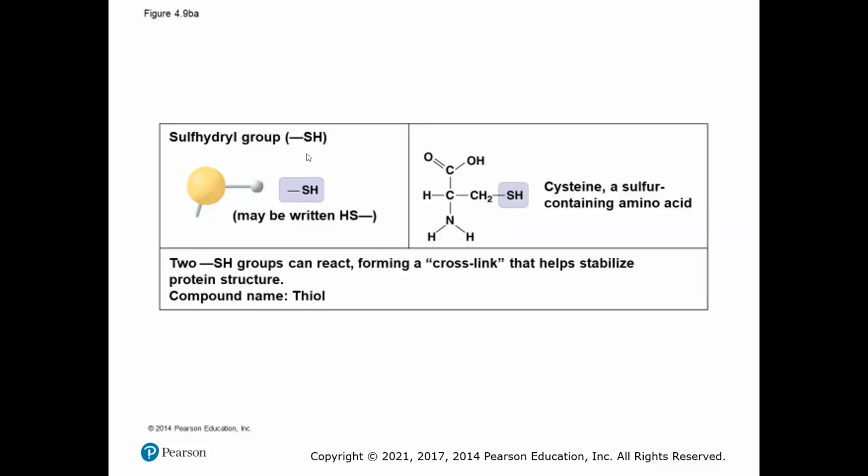Sulfhydryl group, SH. Two SH groups can react, forming a cross-link that helps stabilize protein structure. Hair protein cross-links maintain the straightness or curliness of hair. In a hair salon, permanent treatment breaks the cross-links, then reforms them while the hair is in the desired shape. So the compound name is thiol.